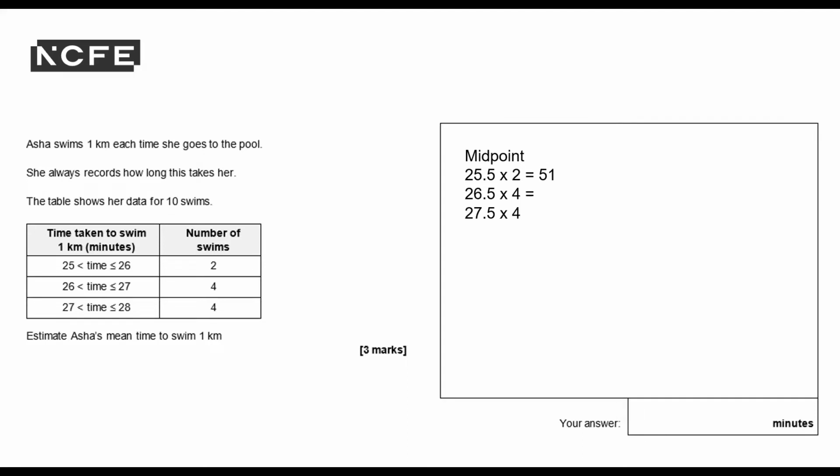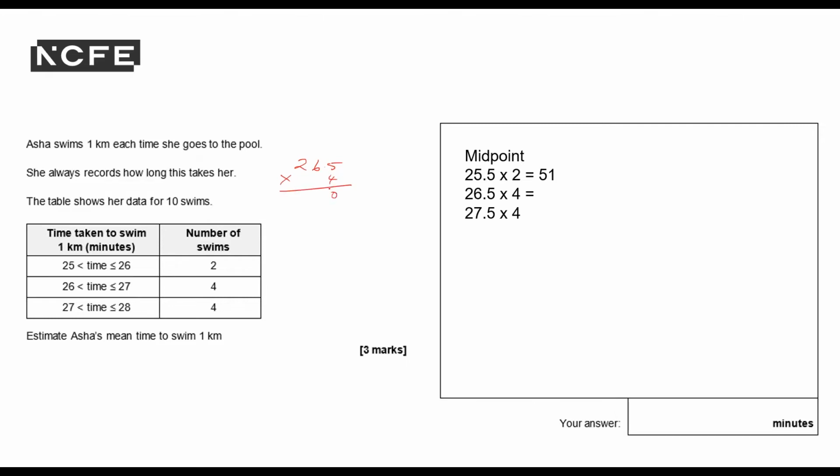26.5 times 4. That's slightly more tricky. If I was doing paper-based, I could do any working I want in my answer box. If I'm doing this online, my preferred method for 26.5 times 4 would be to use standard column multiplication. So if I was doing this as an online assessment, I would write it on scrap paper. So I'm just going to write it here, 26.5 times 4.